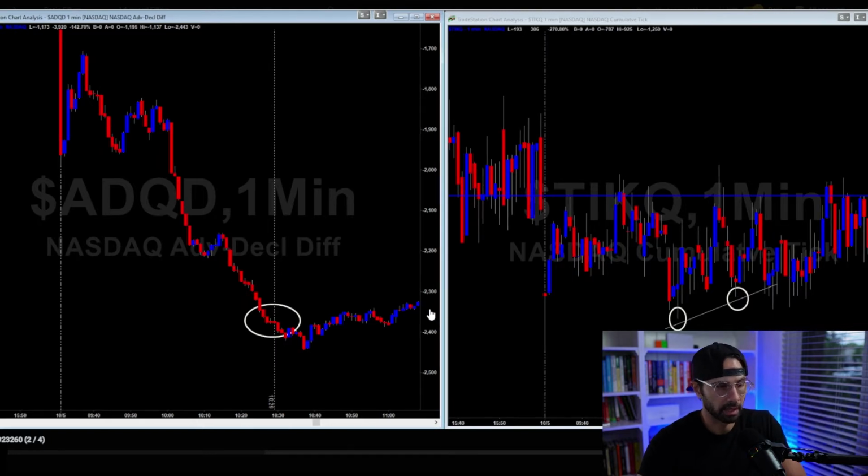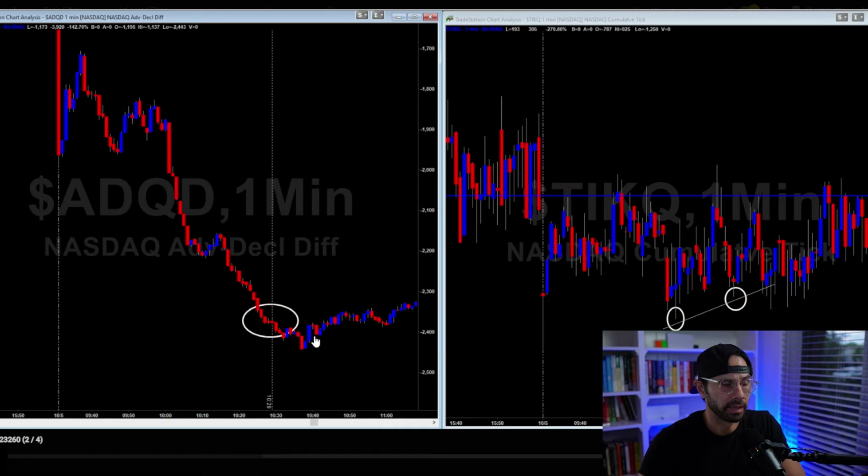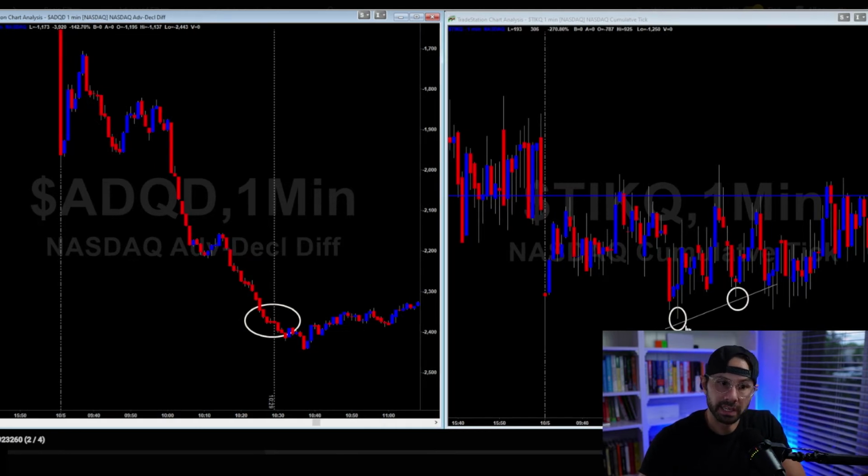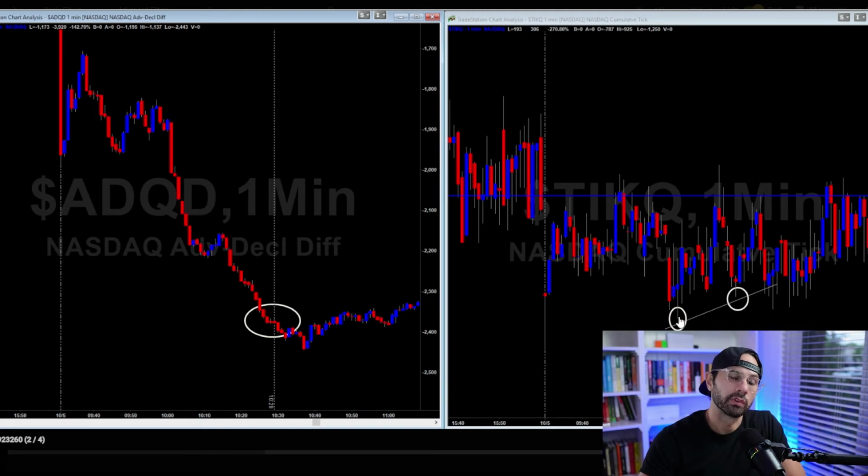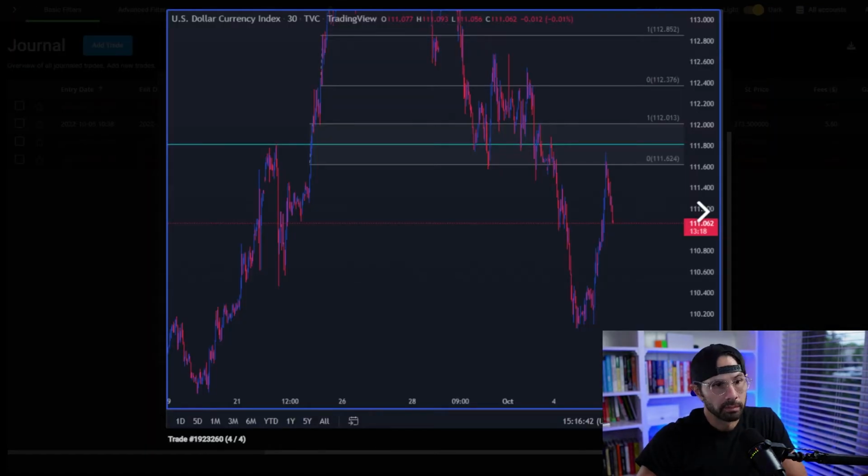very negative. But for the pullback continuation, I don't need the ADQD. As a matter of fact, it's going to be like this all the time. It's going to be very, very against me, okay? Whereas in the tick chart, I was having this divergence. See that? This low was created a lot higher in the equity market. And when we were hitting the low for the day, we were having a higher low right here. And this was the magic dollar.